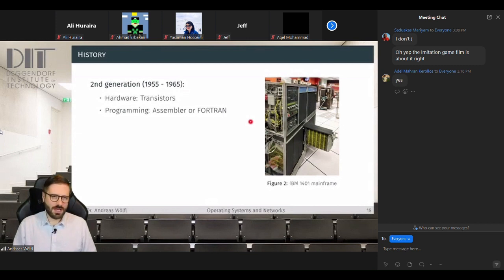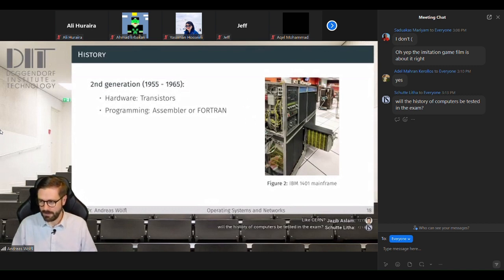This was not the time of home computing. So only large organizations could afford computer rooms with this kind of machines, and most organizations were universities. So the main use case for computers in this generation were scientists that had a lot to calculate, and research facilities as well, such as CERN. Absolutely right.